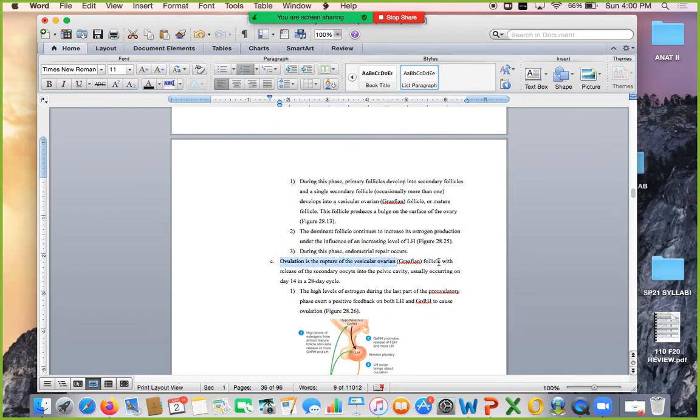Now, as this happens, the secondary oocyte is going to be released into the pelvic cavity, and hopefully, because it's right next to the fallopian tube, it will enter into the fallopian tube. Now, if there's sperm entering into the fallopian tube, the fertilization event can occur.